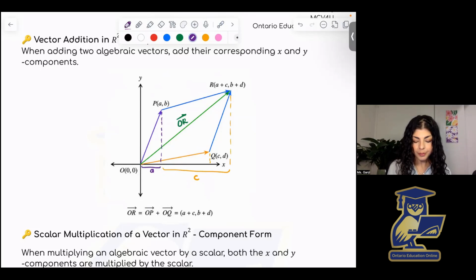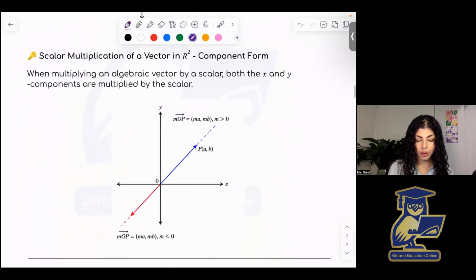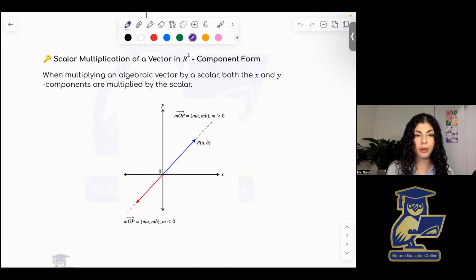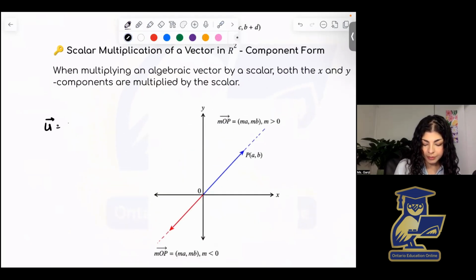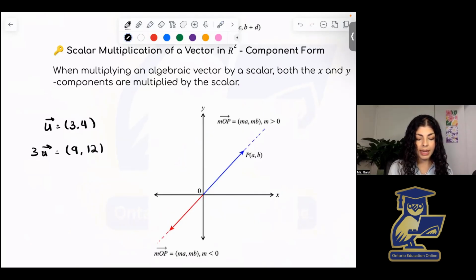Now, scalar multiplication I'm going to show you as well because, again, it's really easy and it follows similar to what we just saw. And then we're going to do some examples with it. When you have algebraic vectors in R squared and you multiply by a scalar, in this case m, both the x and y components are multiplied by the scalar. So for example, if U is 3, 4, and you multiply 3U, then this is now 9, 12. I just multiplied the x by 3 and the y by 3 to get 12.